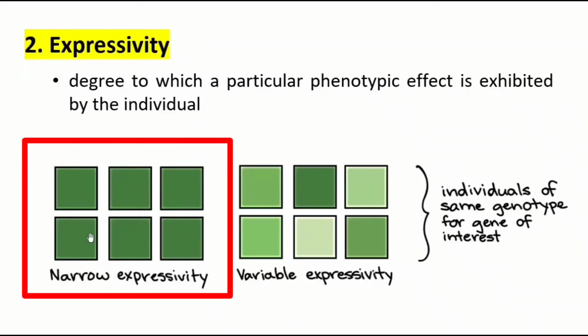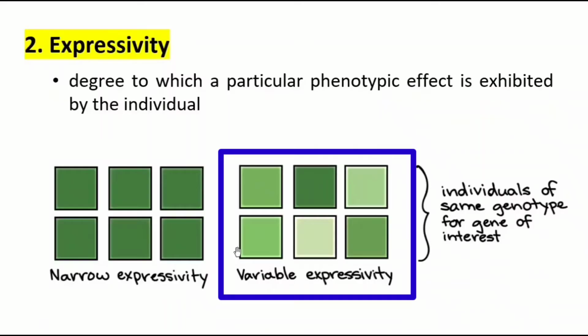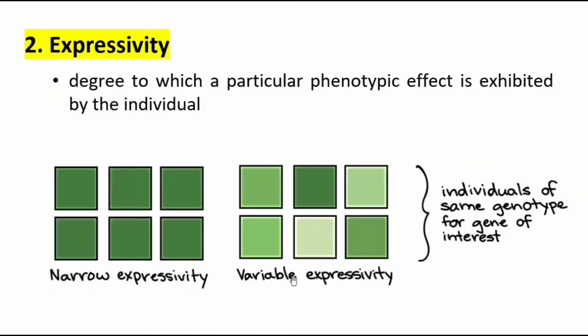That is narrow expressivity. But for the variable expressivity, the expression or the degree to which a particular phenotypic effect was exhibited by the individuals varied. Okay, same genotype, yung individuals na ito, same yung genotype, but their degree of expression differed. Yun yung variable expressivity. So, ano yung difference nila sa penetrance?